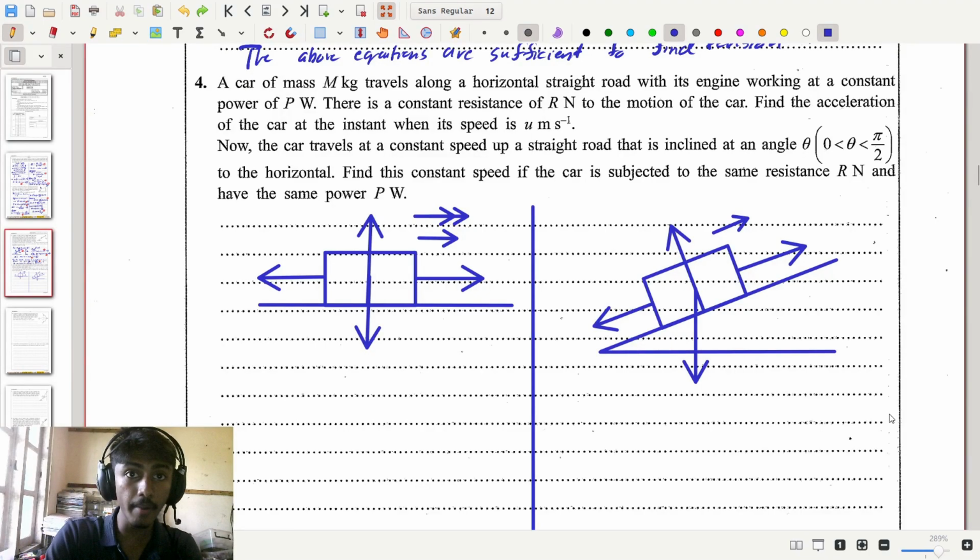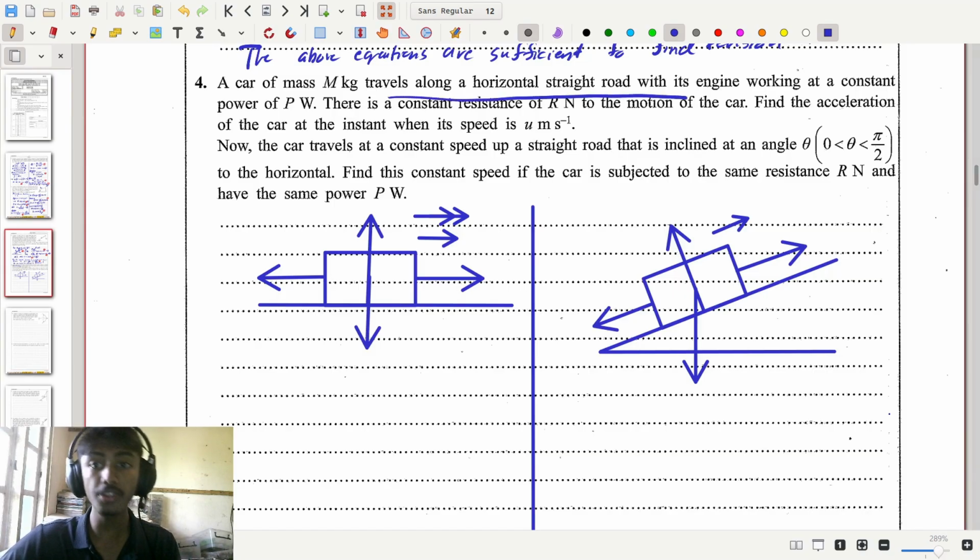2024 A-Level Combined Mathematics Paper 2 Part A question number 4. This question has to do with power, i.e. the rate of work done. The question says, a car of mass m kilograms travels along a horizontal straight road with its engine working at a constant power of P watts.